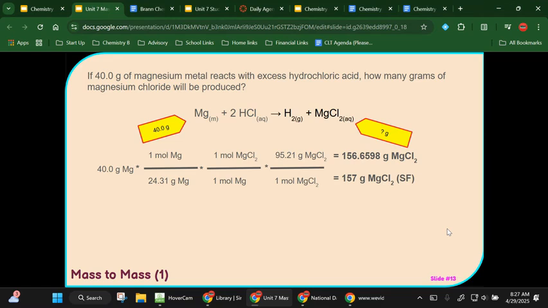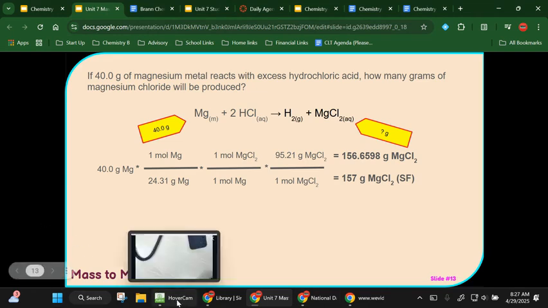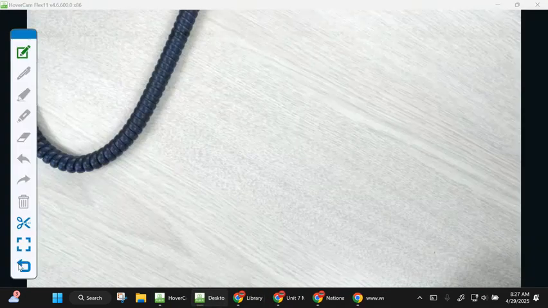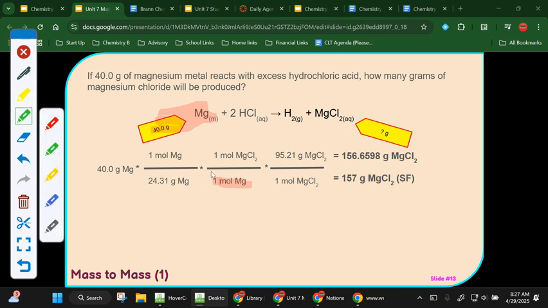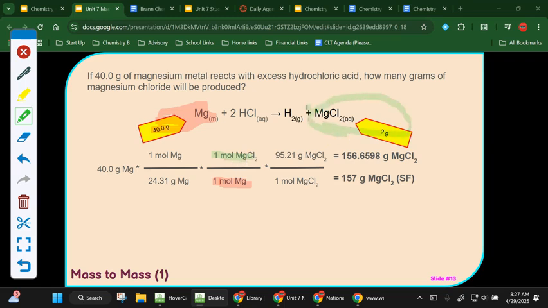Now, a couple of things, ladies and gentlemen. This molar ratio step. I want to point this out to you so there is no confusion. The bottom of this here comes from what you're beginning with. Okay? The top of this here comes from what you're going to. That's how I determine that. That's how I figure that out.